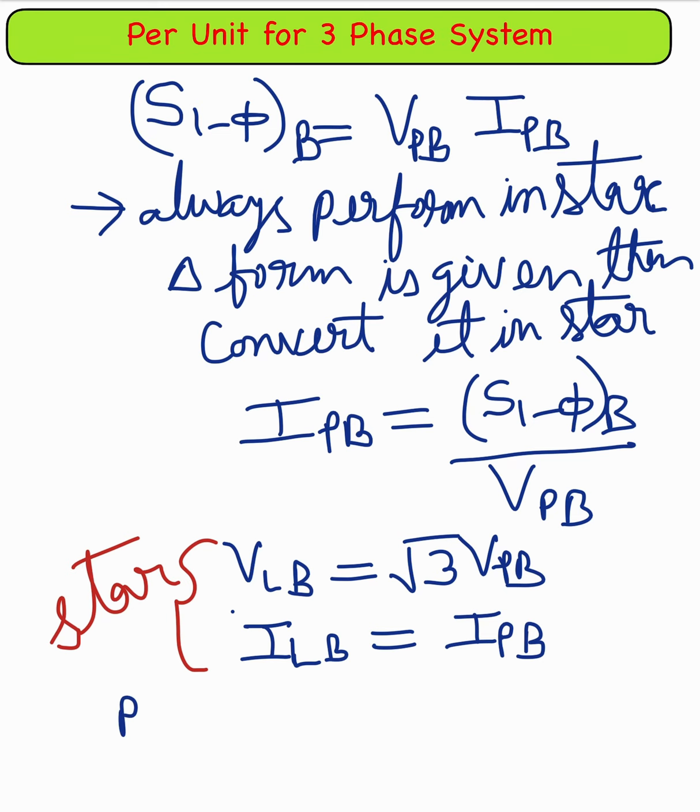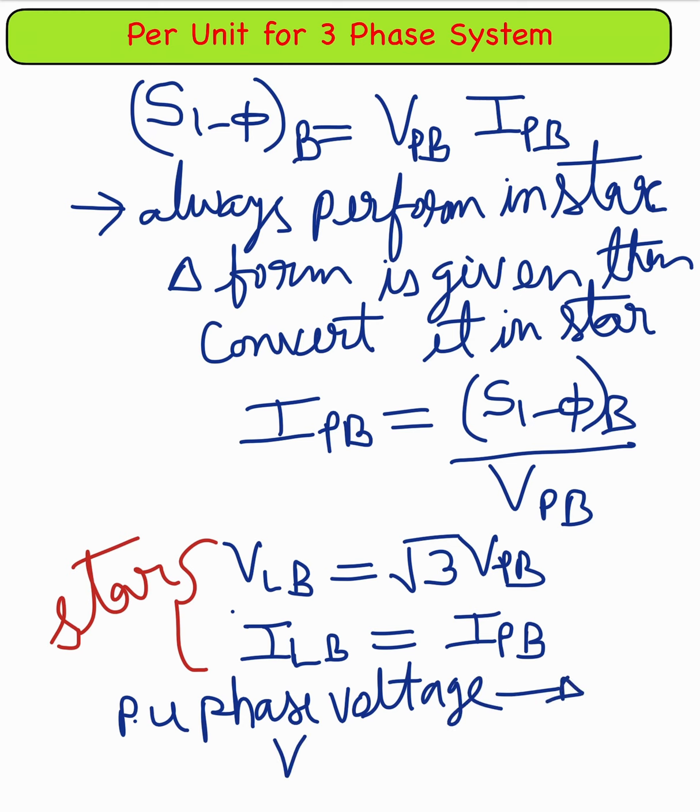So per unit phase voltage, what is that? Per unit phase voltage, VP per unit is equal to VP upon VPB. That is the per unit voltage.